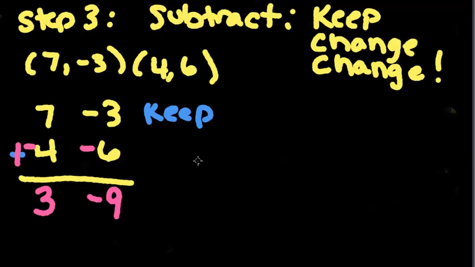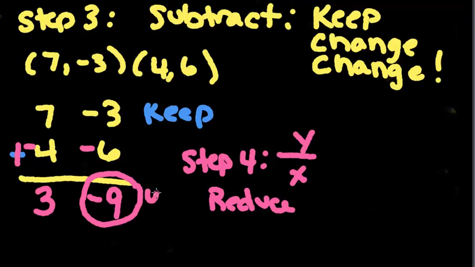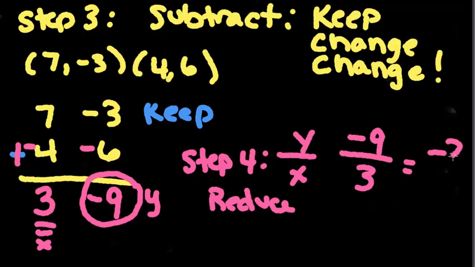Now step 4 is to do the ratio. Step 4 is to put the y value over the x value and reduce. So I'm going to take the y, which is the one on the right, and put it over my x. So I'm going to do negative 9 over 3 and reduce. That gives me negative 3. That is my slope. I am done.